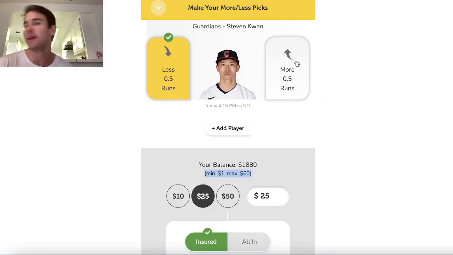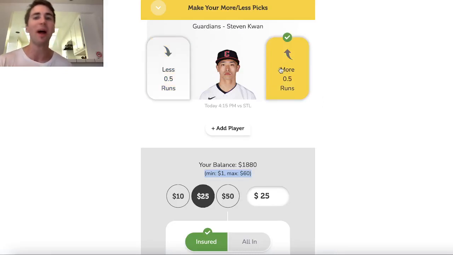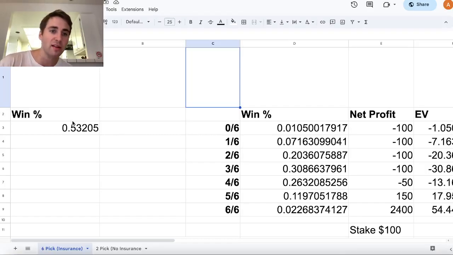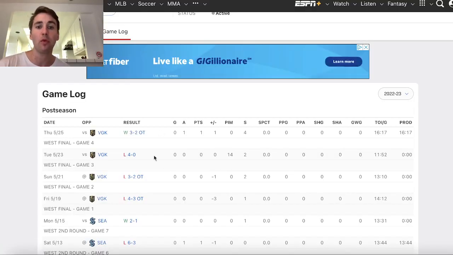So Parlay Play's business model is they assume you don't have an advantage. You picking over-unders is like you flipping a coin. You're 50-50 to be right, 50-50 to be wrong on your over-unders, and you're going to win less than 53.2% of your picks, and you're going to lose money. That's their business model.